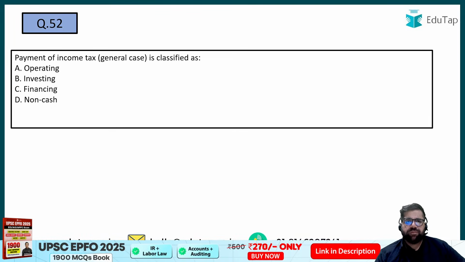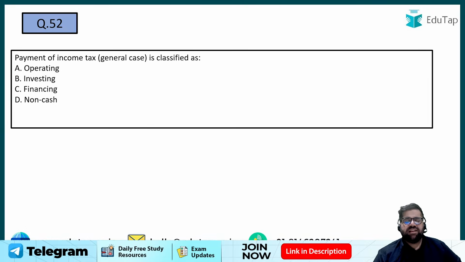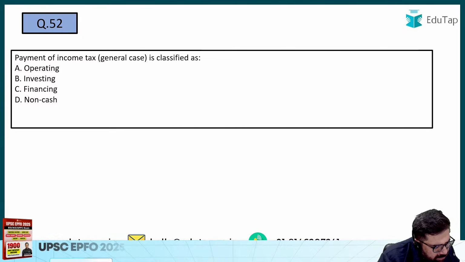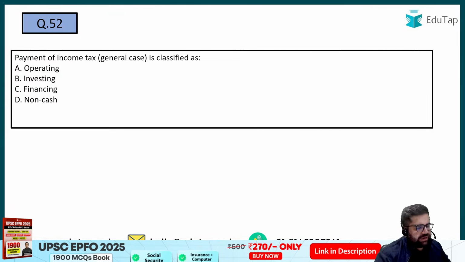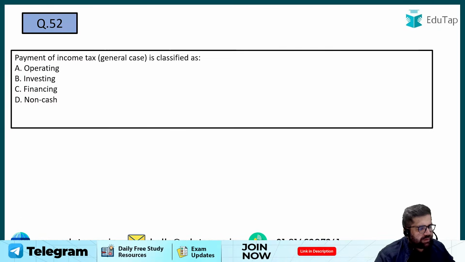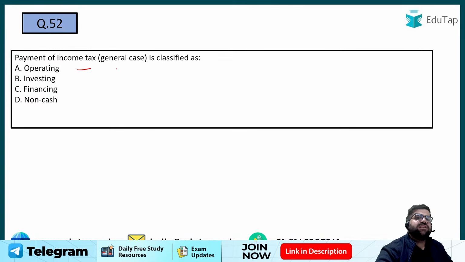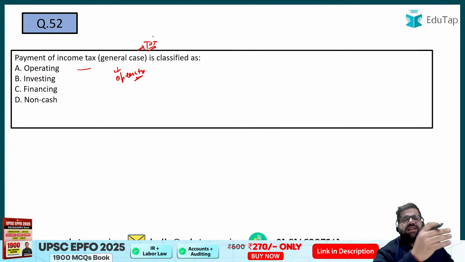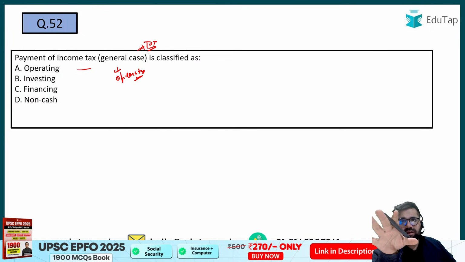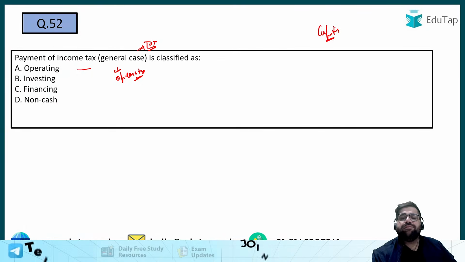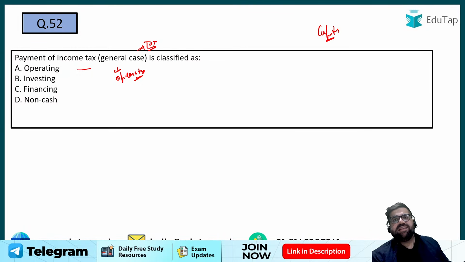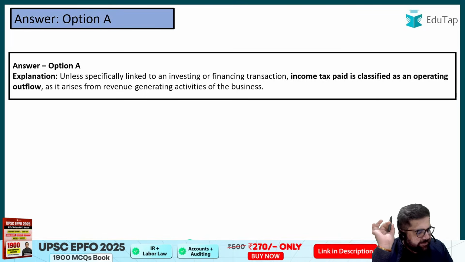Let's go, question number 52. Payment of income tax in general case will be classified as what? Operating, investing, financing, or non-cash? Payment of income tax in general case is an operating activity. Why? Because you will be paying taxes every now and then. Every year you have to pay tax at least once if you are talking about the general case. I am not talking about capital gains tax, I am just talking about regular tax which we all pay once a year. So that will be taken as an operating activity. So my answer will be option A.